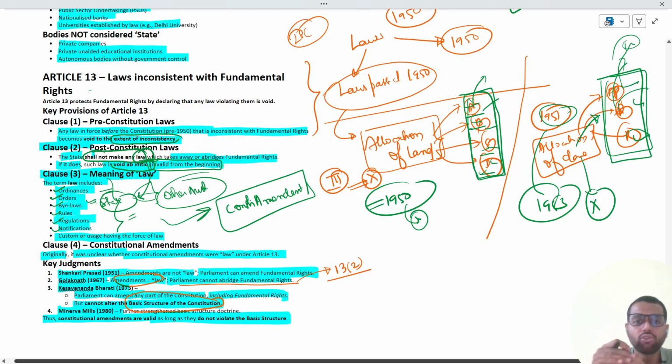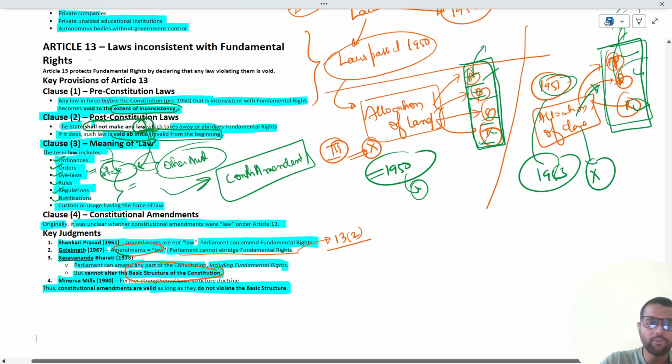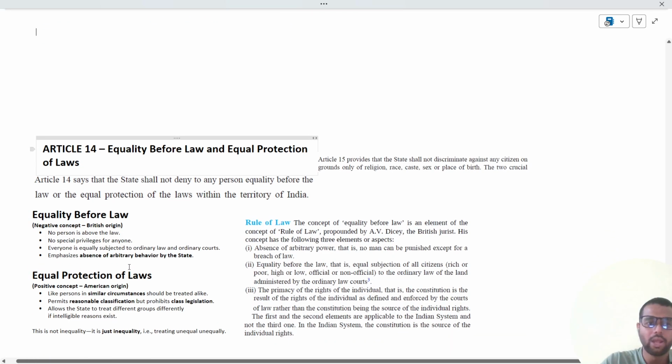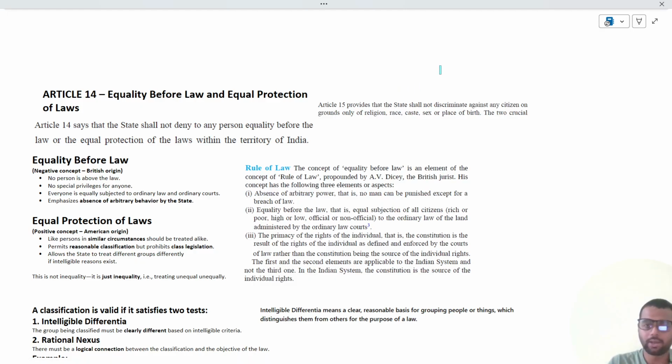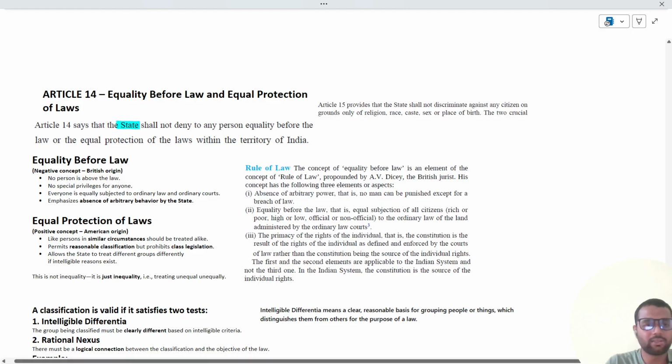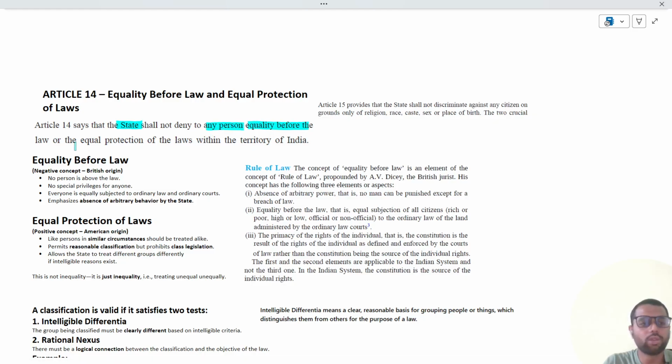So now we are ready to move ahead with the first article which is directly related to the fundamental rights in Part 3 of the Constitution, that is Article number 14. Article 14 says equality before the law and equal protection of the law. It says that the state, now we have understood state, shall not deny any person equality before the law or the equal protection of the law.